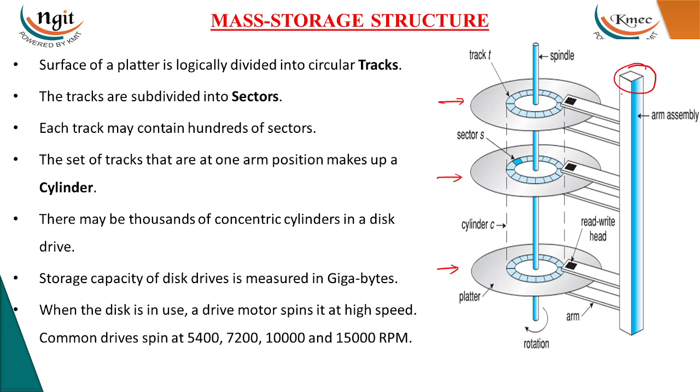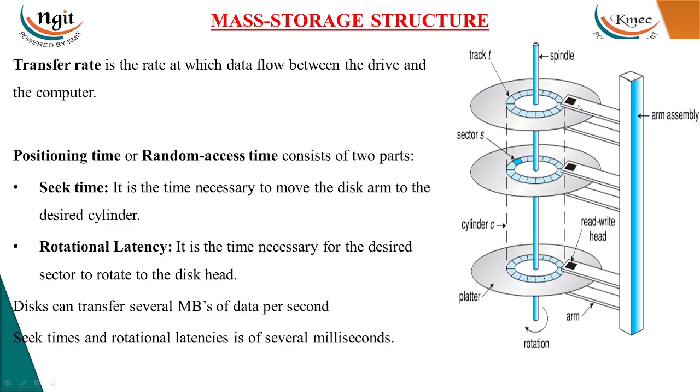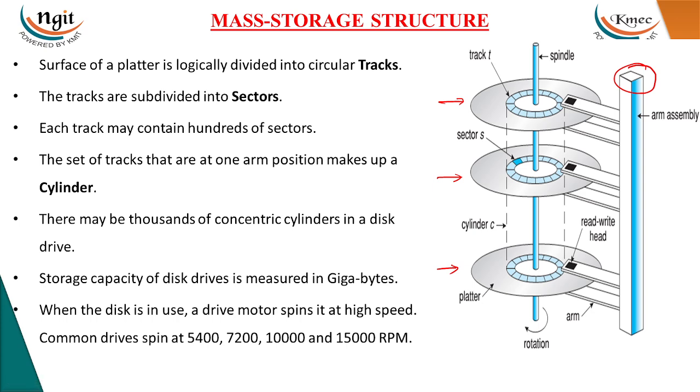There is an actuator, and this actuator has a disk arm. This is our disk arm. At the edge of this arm there is a magnetic head. Through this magnetic head we will perform the operations of read and write.